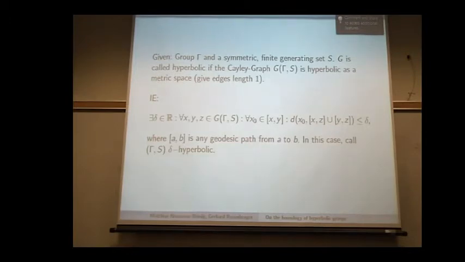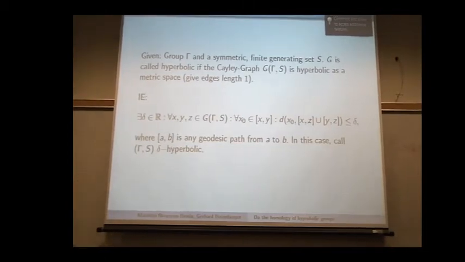Then it turns out that this delta does depend on the choice of S. Obviously, if we make S larger, delta can get smaller. But if gamma S is delta hyperbolic for some delta, gamma S prime would be delta hyperbolic for another one too. So this is well defined, but it depends on the choice of S, which is very important for any kind of algorithm you try to implement. Okay, so that's the definition.